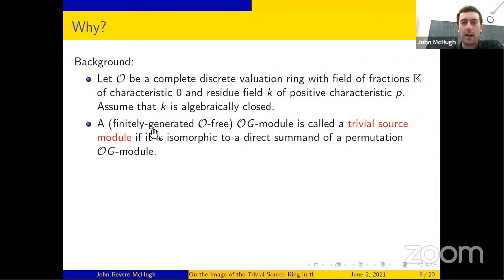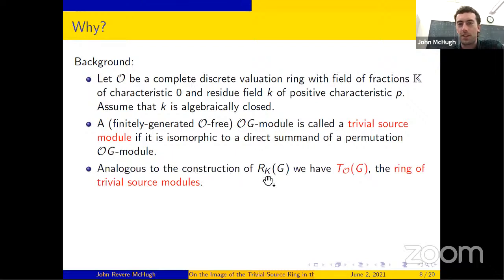Okay, now a finitely generated O-free OG module is called a trivial source module if it's isomorphic to a direct summand of a permutation OG module. That's equivalent to being a direct sum of indecomposable OG modules that have trivial source. I won't explain what that means, but just for anyone who knows that terminology. Okay, so we've got this class of OG modules.